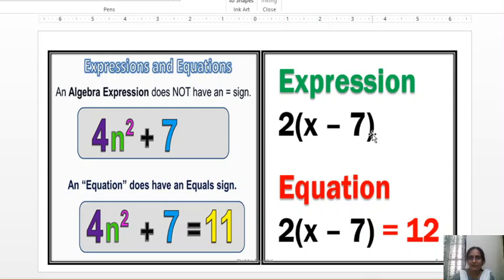Here, it is second figure. Observe the second figure now. It is a little bit different type of expression. 2 into x minus 7, it is. There is bracket in this expression, and 2 into x minus 7 equals 12 is equation. Because this statement consists of equal sign.